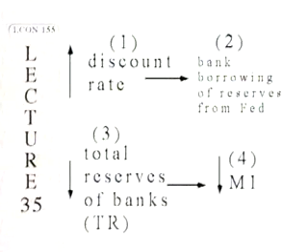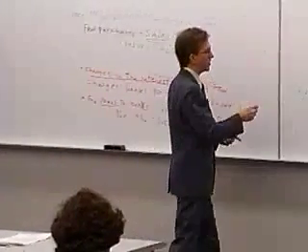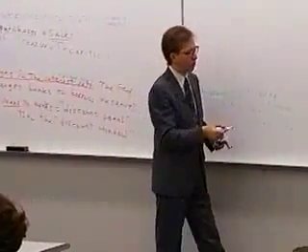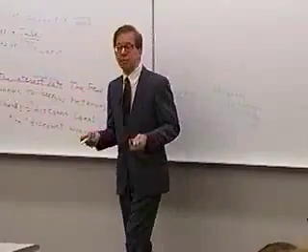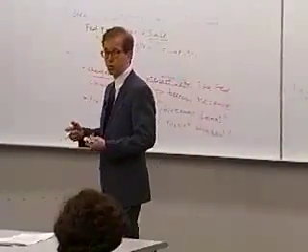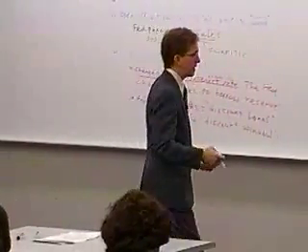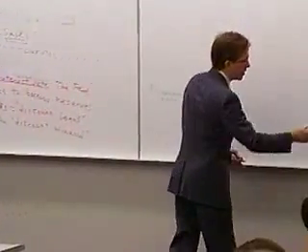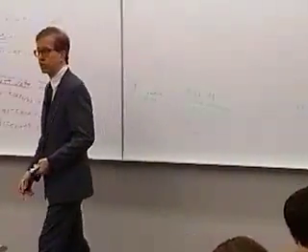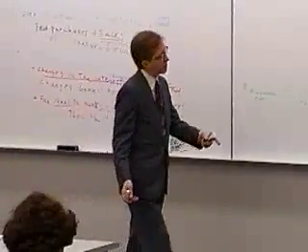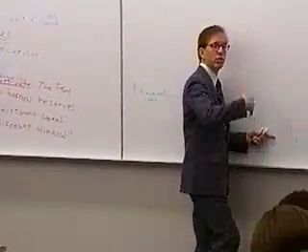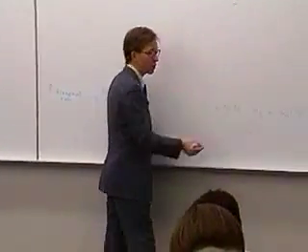So let's say that banks had been borrowing $1 billion typically from the Fed, and now the discount rate is raised and banks only borrow $500 million from the Fed. Then that means there's $500 million less in total reserves in the banking system, and we will multiply that by the multiplier to find out how much the money supply goes down. If the multiplier is 4, then $500 million less in reserves times the multiplier of 4 means M1 would go down by $2 billion.